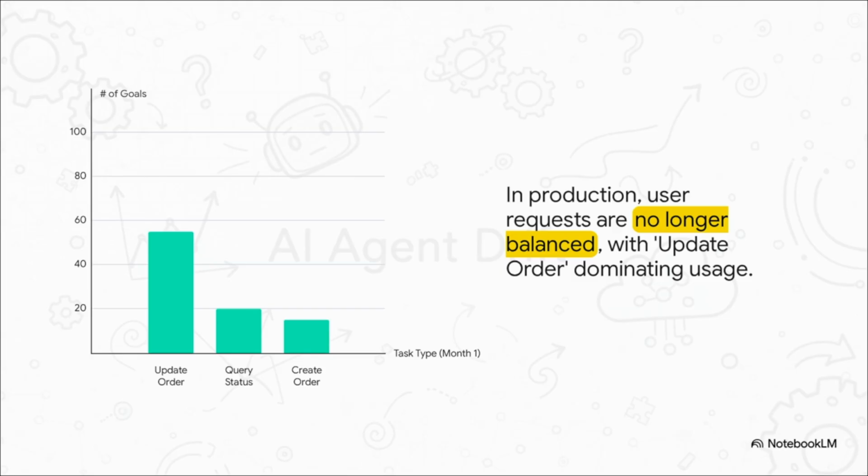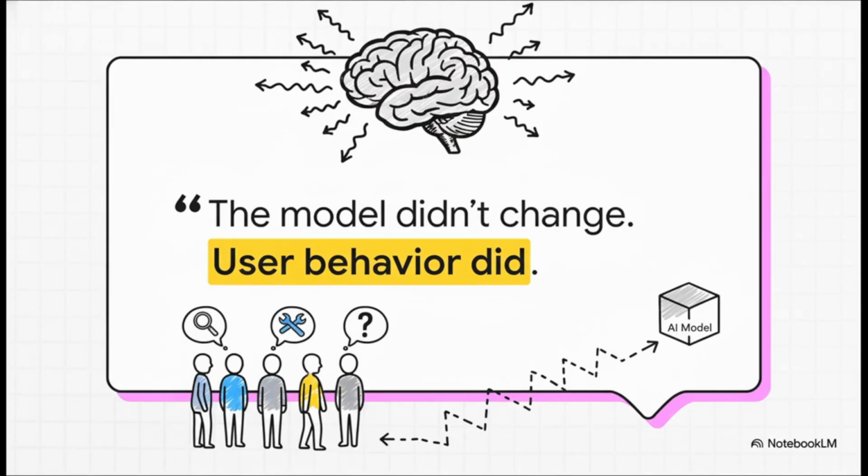The agent's skills didn't get worse, but the job it was being asked to do changed completely. And this is the absolute key takeaway here. You can have a perfectly fine model, but if your users start interacting with it in ways you just didn't see coming, your agent's performance is going to suffer. That right there is the very heart of goal drift.